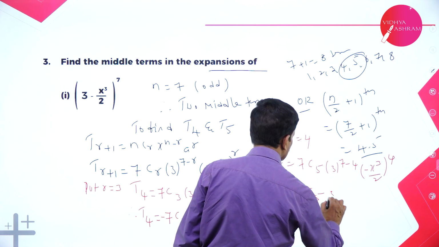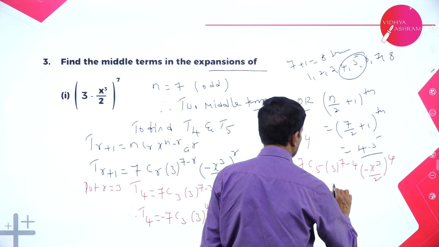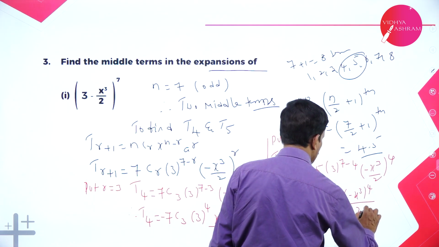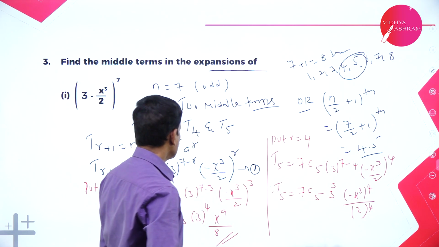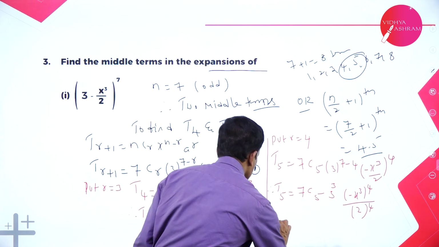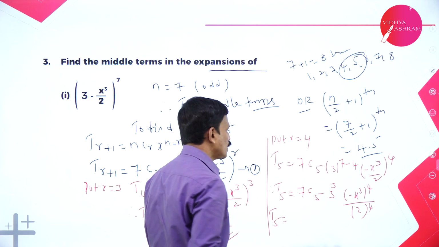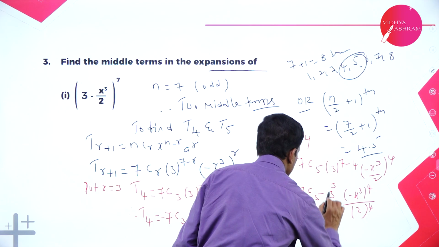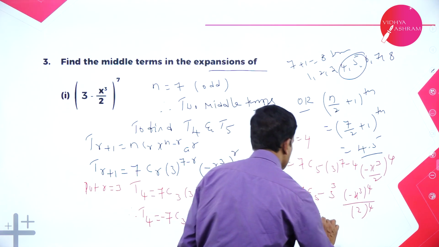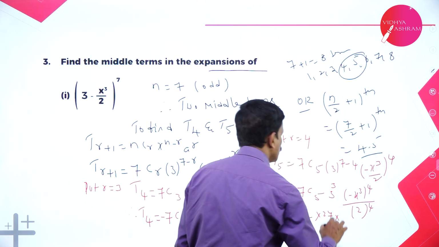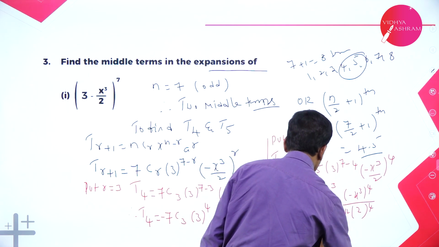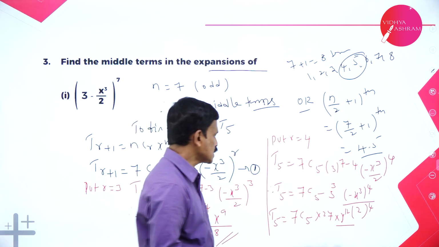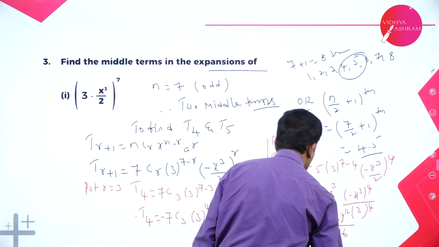So therefore T5 is equal to 7C5 times 3 to the power of 7 minus 4. 7 minus 4 is 3, into (-x³) whole raised to 4 divided by 2 to the power of 4. Right. So what is this equal to? If you multiply minus 4 times, you will get positive itself. 7C5, 3 cube: 3 3s are 9, 9 3s are 27, into x to the power of 12 divided by 2 to the power of 4, which is 16. That's it. This is the required answer.